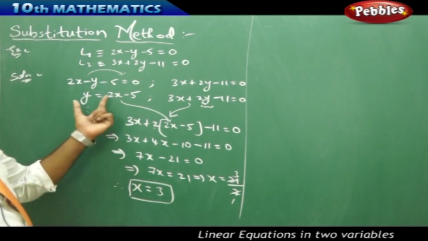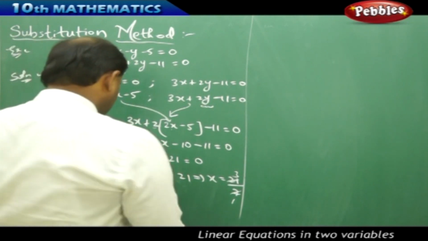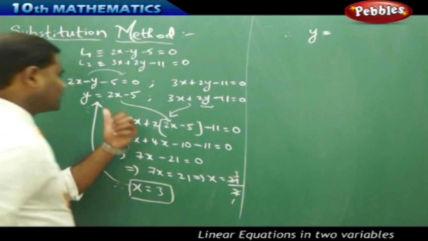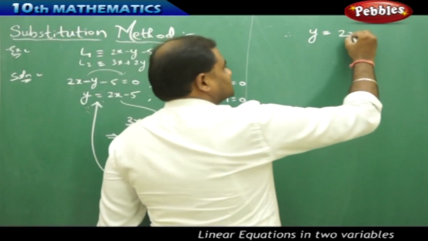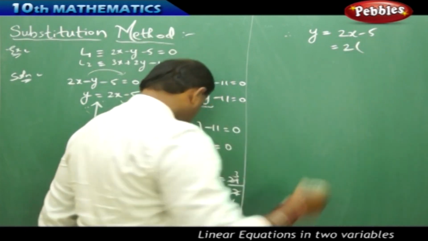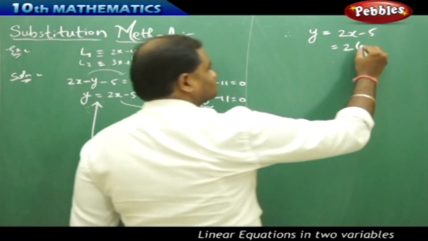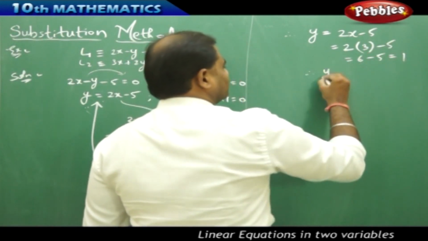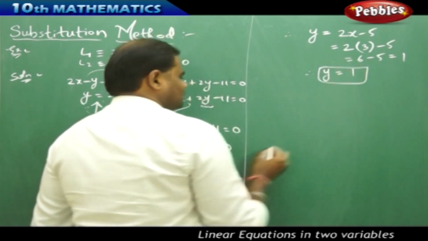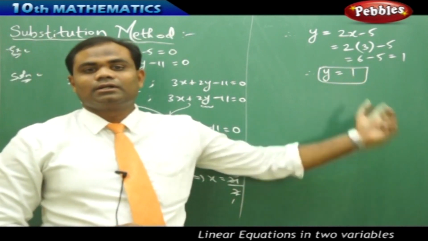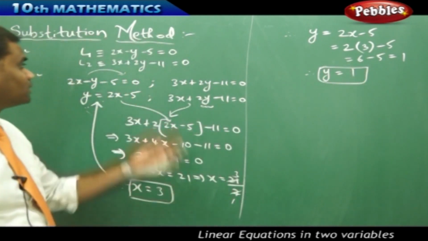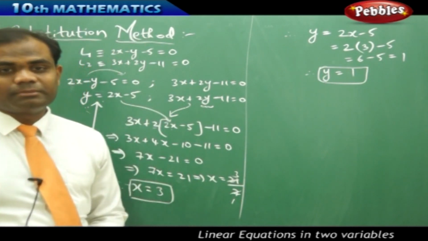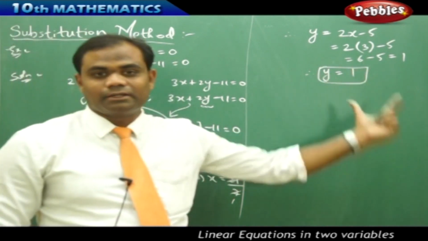Now, once I substitute this x in this, I get y. Therefore, substituting in this equation, my y, which is 2x minus 5, will just get substituted with x equals 3, and then I get 2 times 3 minus 5, 6 minus 5, which is 1. Therefore, y equal to 1. So x equal to 3 and y equal to 1 are the solutions of the given lines L1 and L2 using the substitution method. A substitution method which is done in this following manner.